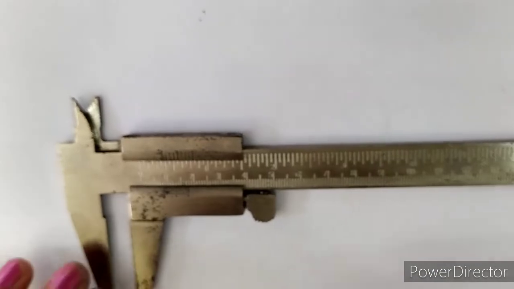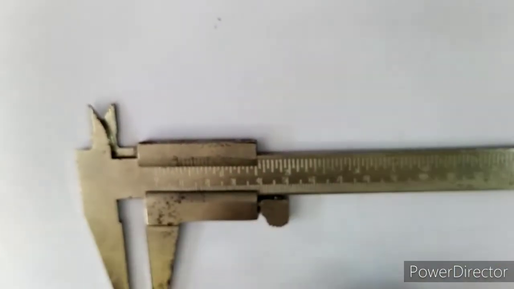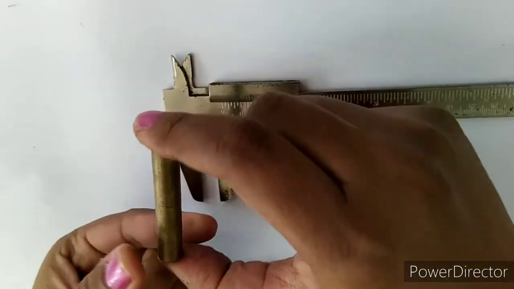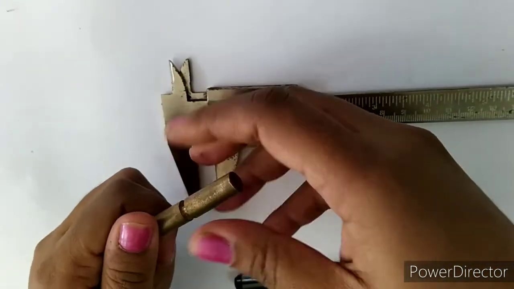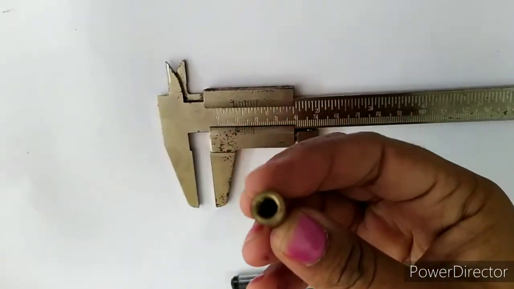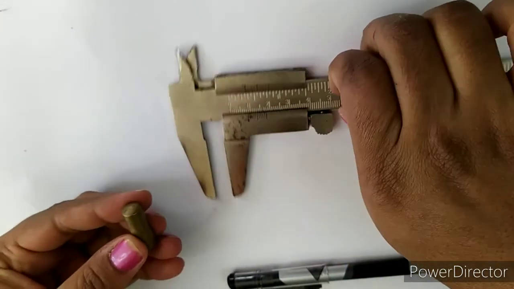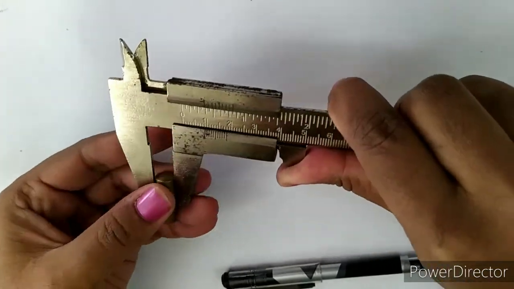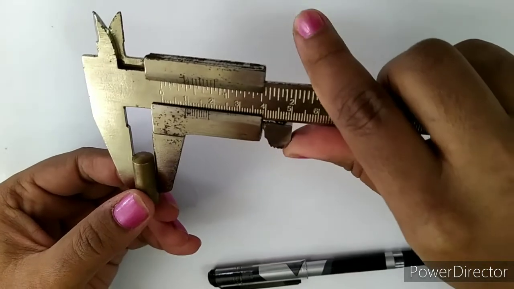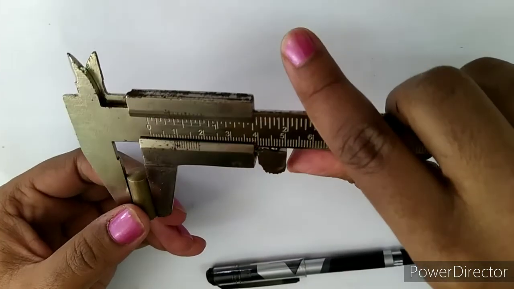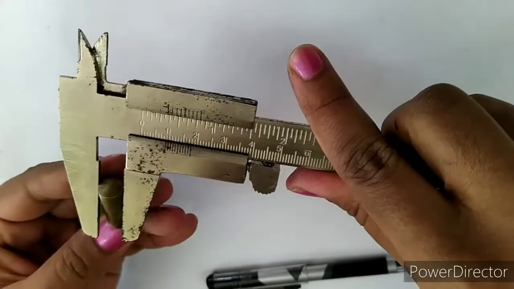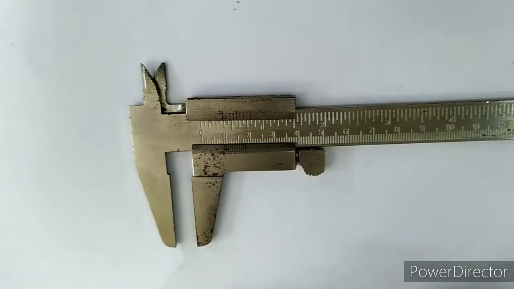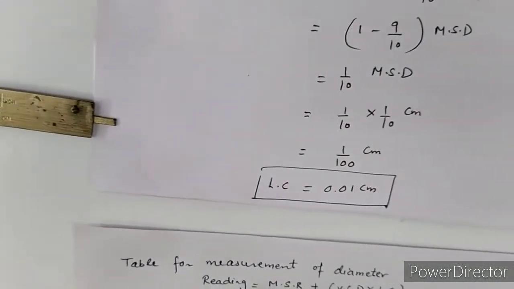Now we'll see how to take the reading, how to measure. For example, we are taking this cylinder, and this is like this. We will measure its outer as well as inner diameter. So for the outer diameter, we will use these jaws. So for this, how to take the reading?